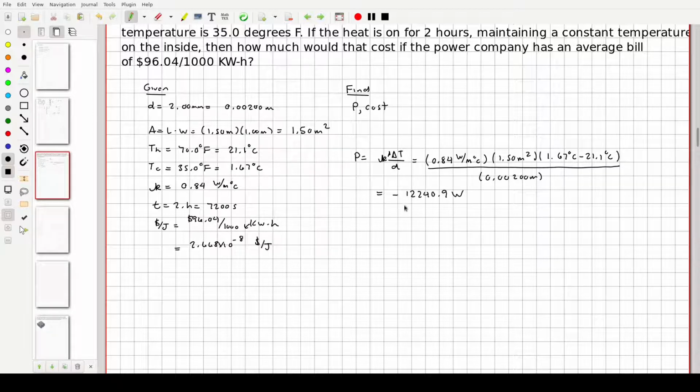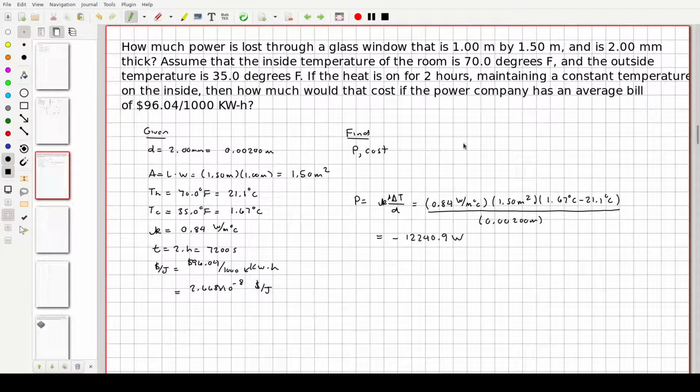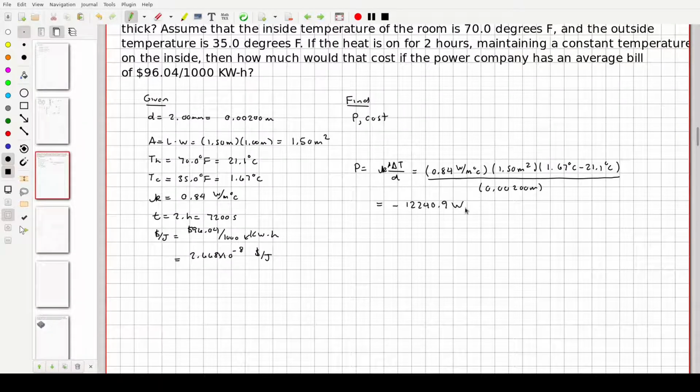So, what's the power loss? It's this right here. 3 sig figs here. Basically, everything here ends up being 3 sig figs. So if I round this to the correct number of significant digits, it's going to be about this many watts right here. There's your loss. Now, so the heat's going to be on for 2 hours, maintaining a constant temperature, which means our power is going to be constant as it goes.